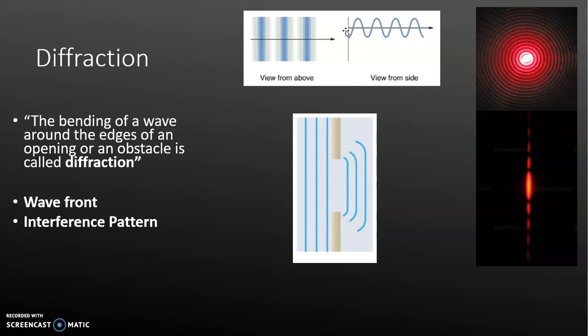For diffraction, we know that light travels as a wave. When we view it from above, it looks like this, and these peaks show up as these wave fronts. Here in this image, you see the wave fronts as they travel towards an opening and an obstacle. This definition, the bending of a wave around the edges of an opening or an obstacle, is called diffraction. So, as light traveling towards this opening hits it, it will be diffracted and curves, and then will go on.